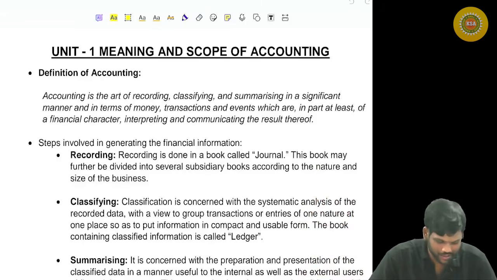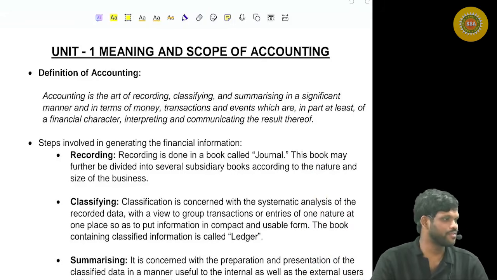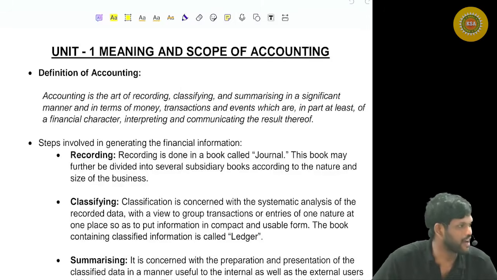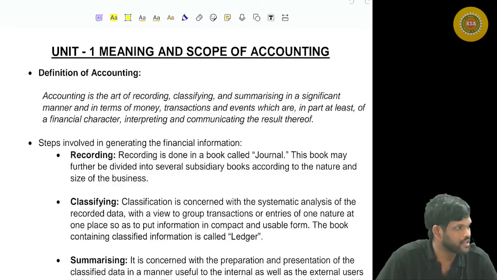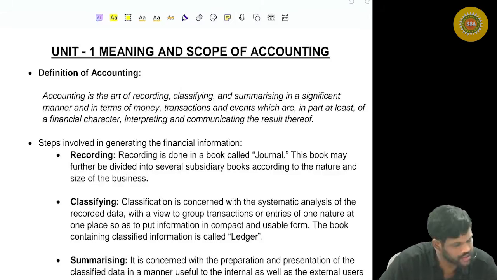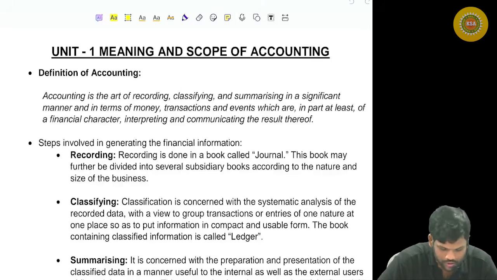Hello everyone. So we are once again back with another video. This time we'll be covering CA Foundation Accountancy. In this video I'll be revising mainly the first theory portion, that is the theoretical framework that is there in your textbook, the first unit.